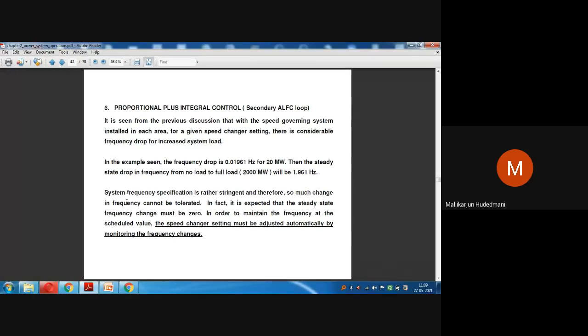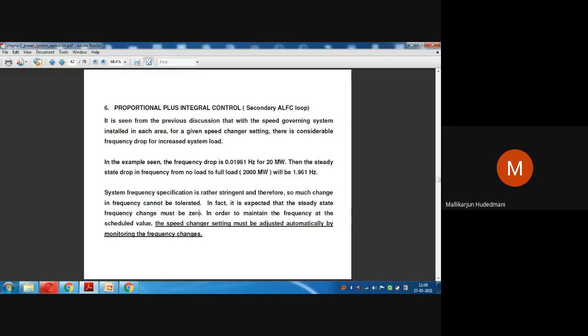Here you can see an example. The system frequency specification is rather stringent, and therefore so much change in frequency cannot be tolerated. In fact, it is expected that the steady state frequency change must be zero, error must be zero. In order to maintain the frequency at the scheduled value, the speed changer setting must be adjusted automatically by monitoring the frequency changes. This is the root cause why proportional integral control is required. It is very clearly said, frequency deviations are not expected beyond a certain value. Actually, the deviation must be zero.